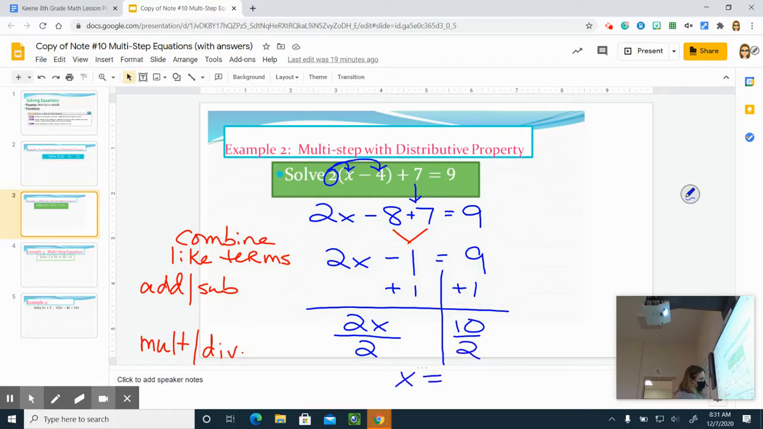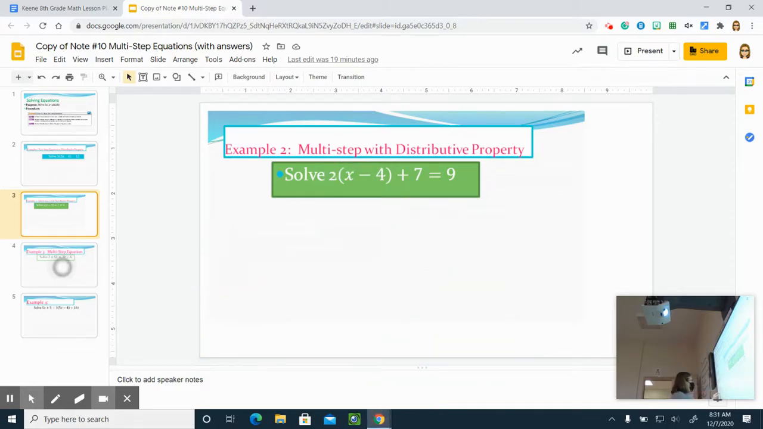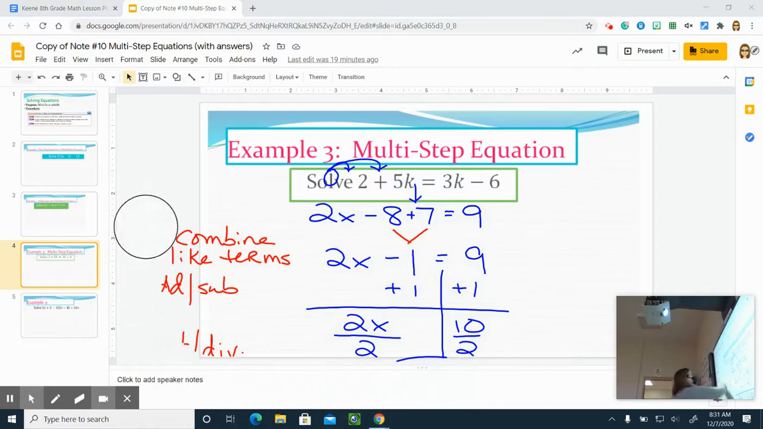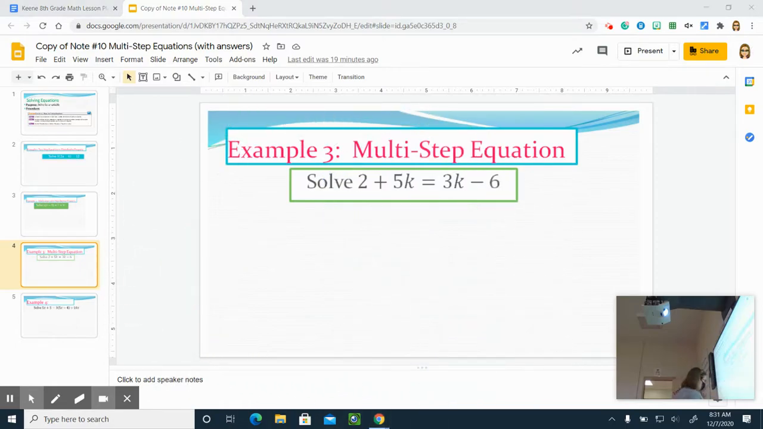All right, let's add another piece to this. So now we have a variable, which is k, on both sides of the equation. The process is the same. We're going to eliminate our constant first. So the thing is, we have 2 constants here. So let's start with the 2. We'll eliminate that first. It's a +2, so we're going to subtract 2 from each side of the equation.